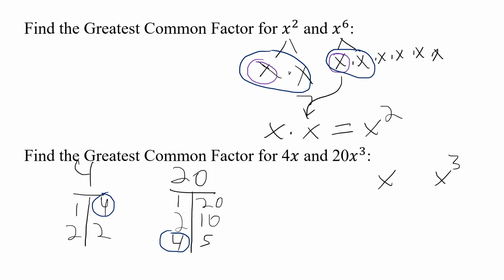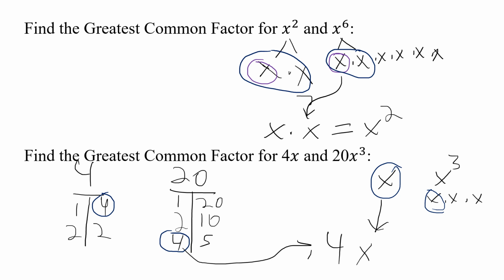All right, let's take a look at our variables. So we have 1x here, and we have x times x times x here. Well, the greatest common factor would just be the x. And we can only take one of them because there's only one x here. So we've got to put it all back together now. From over here we get a 4, and from over here we get an x, and we find that our greatest common factor is in fact 4x.